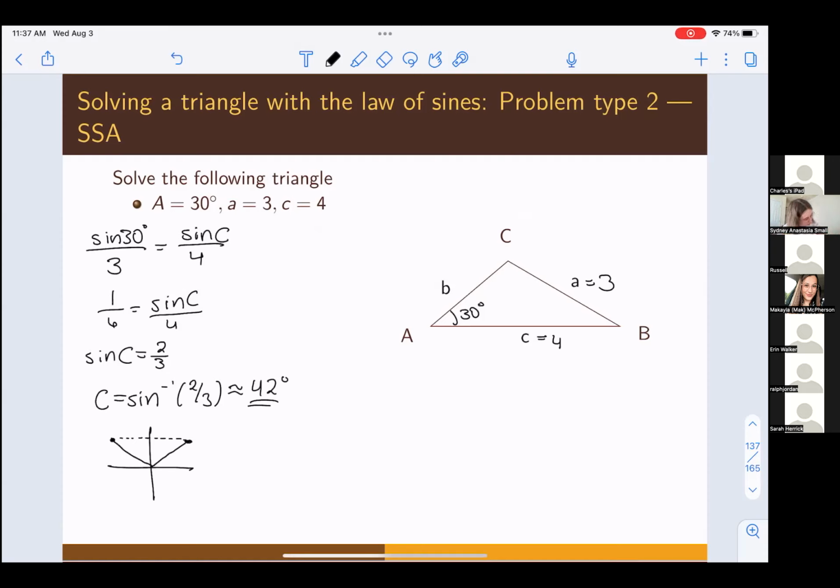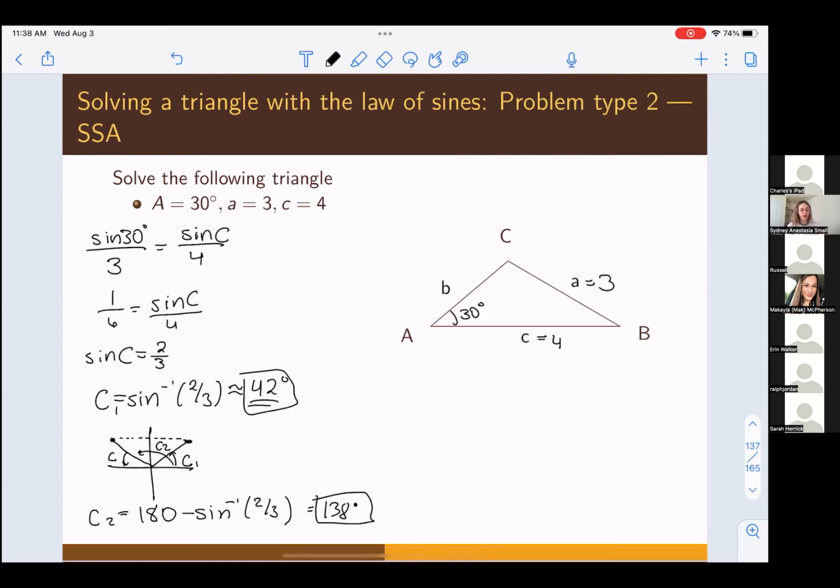Now, remember, these two have the same reference angle, so that's C, that's C. So let's call this C1 and call this guy over here C2. How do I find C2? Well, C2 is just 180 degrees minus the reference angle, which is just C. So C2 is equal to 180, just this flat line right here, minus the inverse sine of 2/3. In other words, just minus 42 degrees, which is equal to 138 degrees.